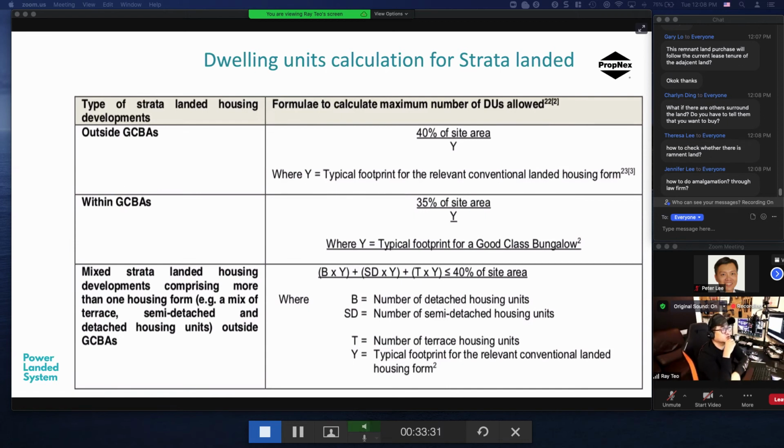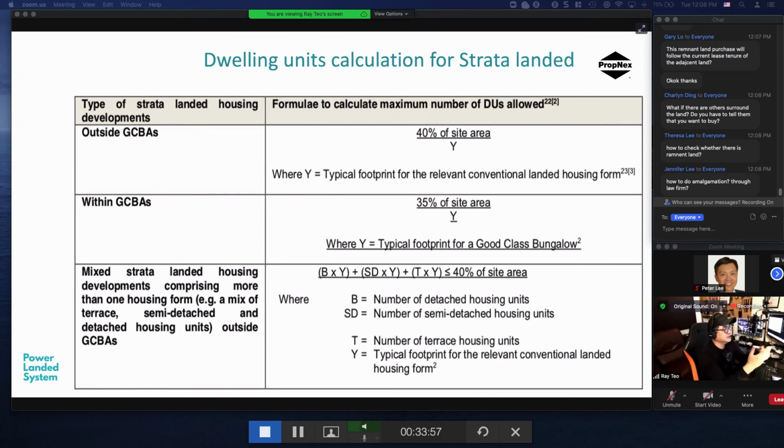Okay. How to do amalgamation through a law firm? Yes, you do amalgamation through a law firm. Amalgamation procedures and subdivision procedures are similar. You all need a law firm, and the law firm will charge you based on their charges. Let's say subdivision. Subdivision is one plot split into two plots. They have a subdivision process.